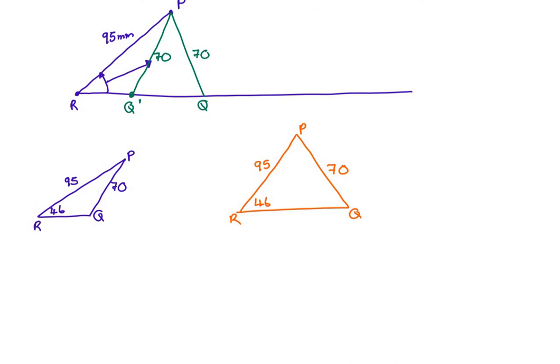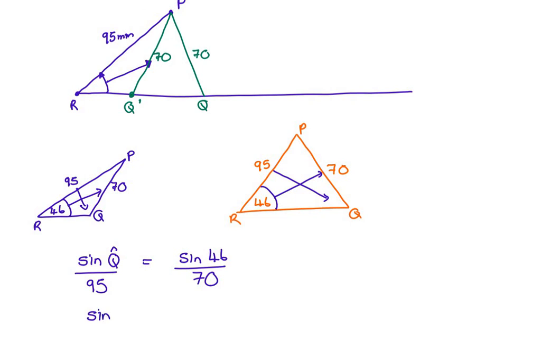So I'm basically going to set up exactly the same sine rule because it's the same information. Now the pair that I've got is 46 opposite 70. Now 95, the only other thing I have is opposite Q. So I can't actually solve for P first, I have to solve for Q. So always start on top with what you want. So sine of angle Q over 95 is going to be equal to sine of 46 over 70.